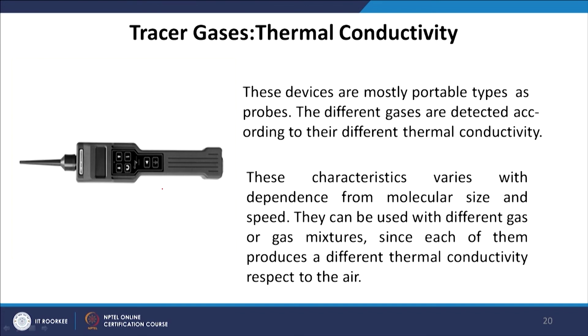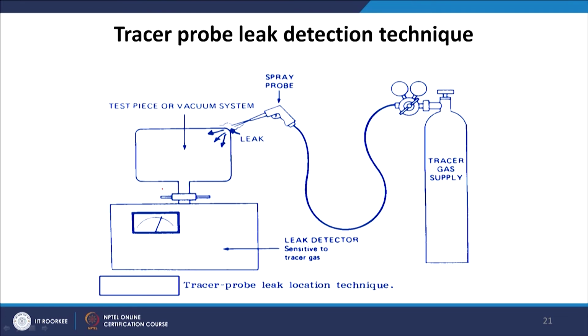So, if I insert this thermal conductivity based meter, the tracer gas meter, inside the chamber, and I get a signal of thermal conductivity due to hydrogen and oxygen, apart from nitrogen, then I know that in addition to nitrogen I have hydrogen, oxygen and all sorts of gases inside my chamber. That means there is a leak. These characteristics vary with molecular size and speed. They can be used with different gases or gas mixtures, since each of them produces a different thermal conductivity with respect to the air.